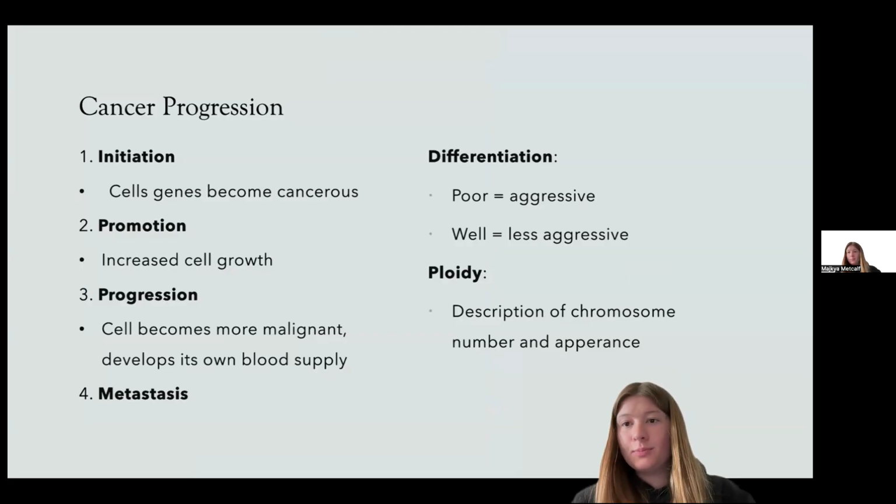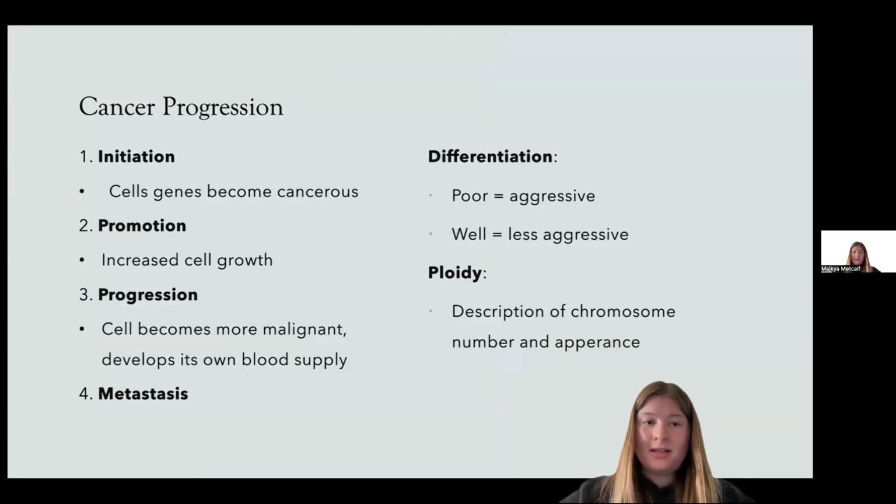And the way that cancer progresses is it begins in the initiation period. So, the initiation phase of cancer is when the gene first becomes cancerous. Not all cells are cancer cells, but all cells can become cancer cells.